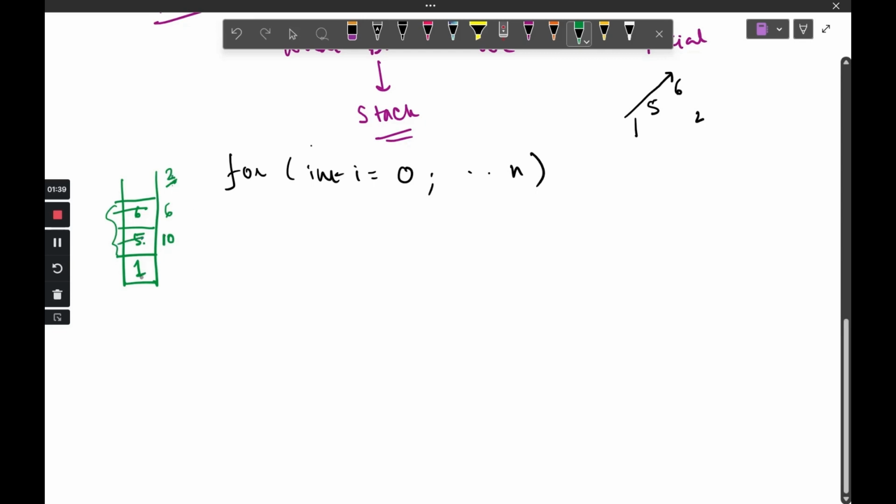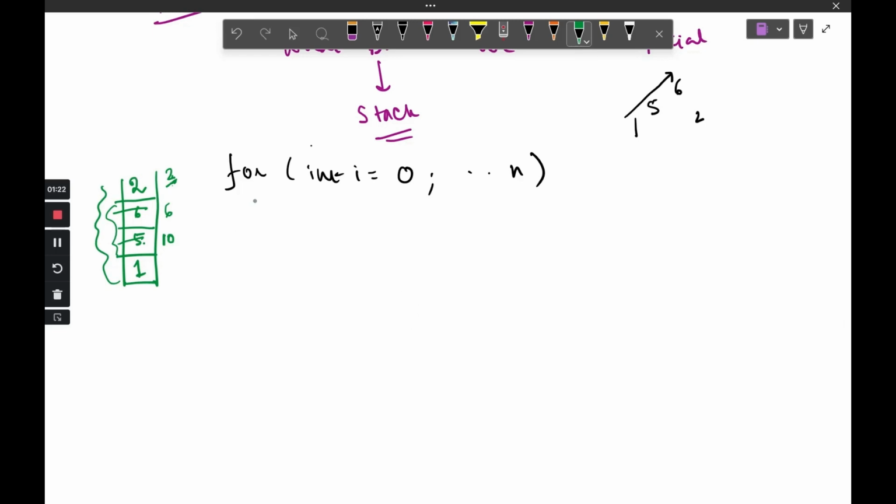Now I compare 2 with the top of the stack, 1. Is 2 less than 1? It is not. Since it is not, now I pile up 2 on top of the stack. Now you see, again my pattern is being established. I have 1 and I have 2. It is in increasing order. And then I carry on with the rest of the values.